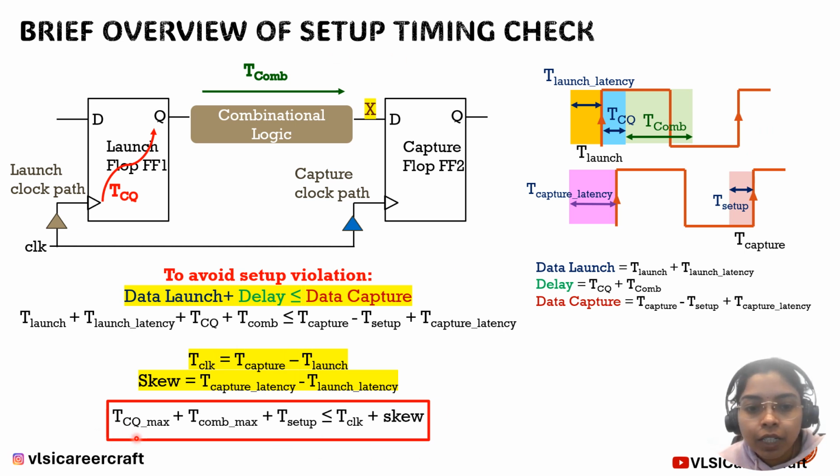That is, the maximum delays are considered for T clock to queue and T combinational to consider the worst case. Again, the worst case is also explained in the previous video. And the setup time is also considered. So if this less than or equal to condition is not obeyed, then there exists a setup violation. Now, how do we fix this violation? Let's see a few ways we can fix it.